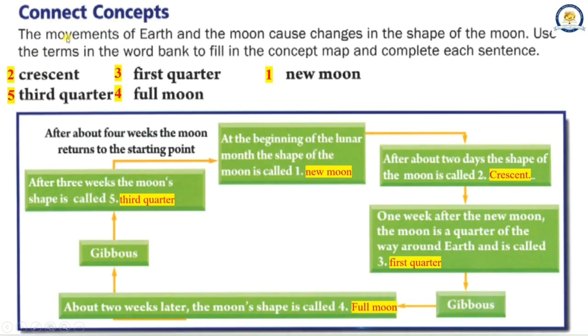Connect concepts. The movements of Earth and the moon cause changes in the shape of the moon. Use the terms in the word bank to fill in the concept map and complete each sentence. Number 1. New moon. Number 2. Crescent. Number 3. First quarter. Number 4. Full moon. Number 5. Third quarter.